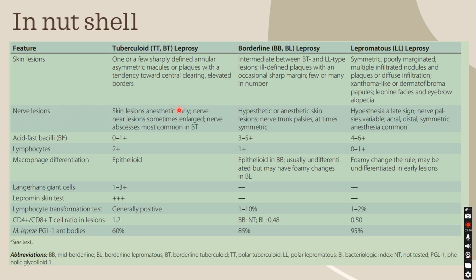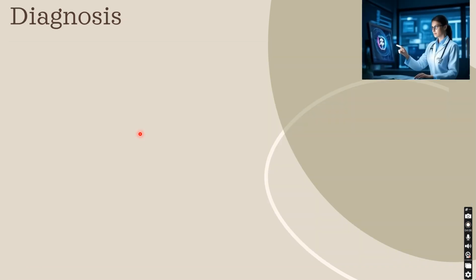When it comes to nerve lesions, one or fewer nerves will be involved in tuberculoid, a few nerves in borderline, and the majority of the nerves in the later stage. Initially there won't be any pain, but later there will be severe pain associated with that. That is the variety of leprosy disease we have.